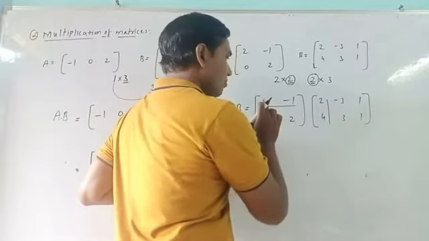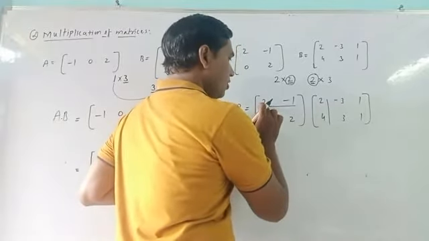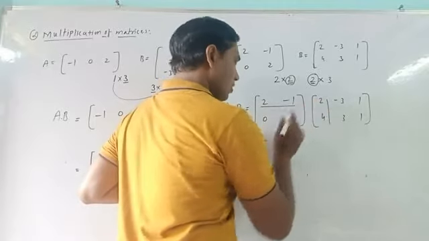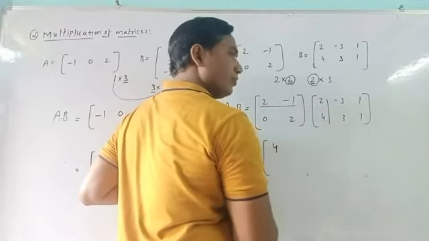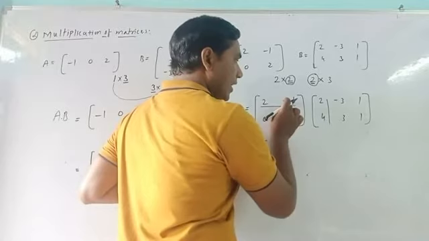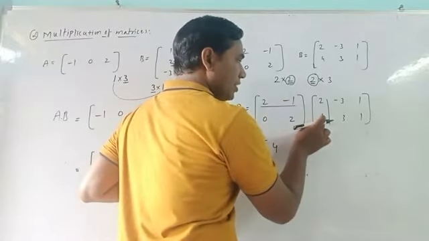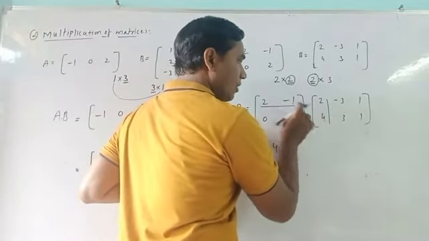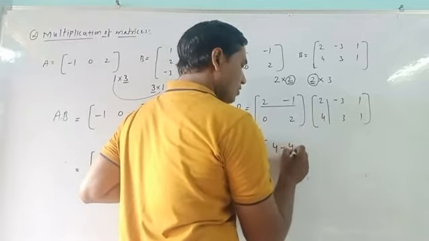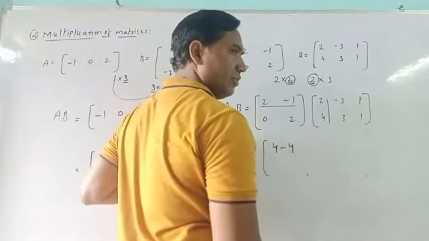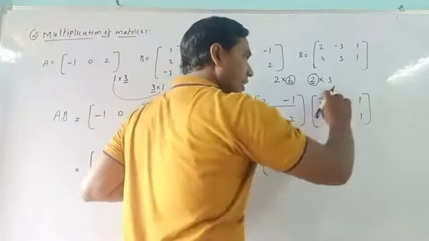The first element of the row is multiplied with the first element of the column. So 2 into 2, 4. Then the second element of the row is multiplied with the second element of that column. So minus 1 into 4, you got here minus 4. Finish.